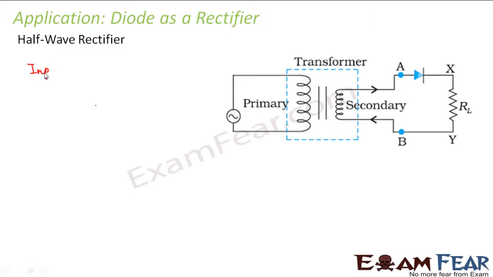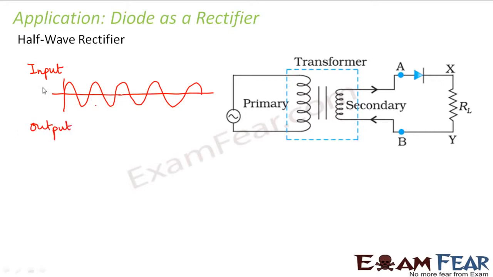Let us suppose we have an input signal somewhat like this. This is how your input AC signal will look. It will change with time sinusoidally, right? So what kind of output do you expect to get when it passes through this half wave rectifier? We will see that.